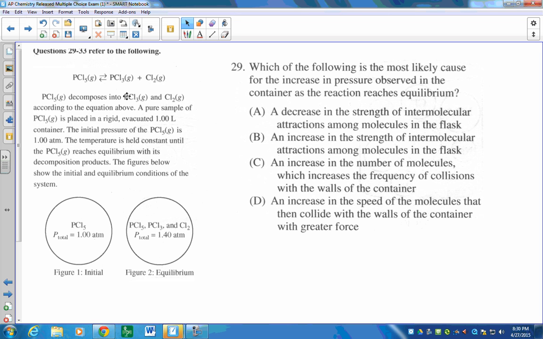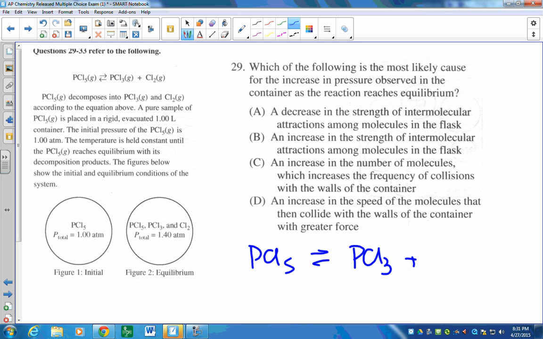Okay, I said I was going to do these in groups of 10, but 29 through 33 are a block. And so I want to talk about these together because they all involve the same basic equation. So what's happening is you're starting with PCl5 and it is decomposing into PCl3 and Cl2. PCl5 decomposes into PCl3 and Cl2 according to the equation below.